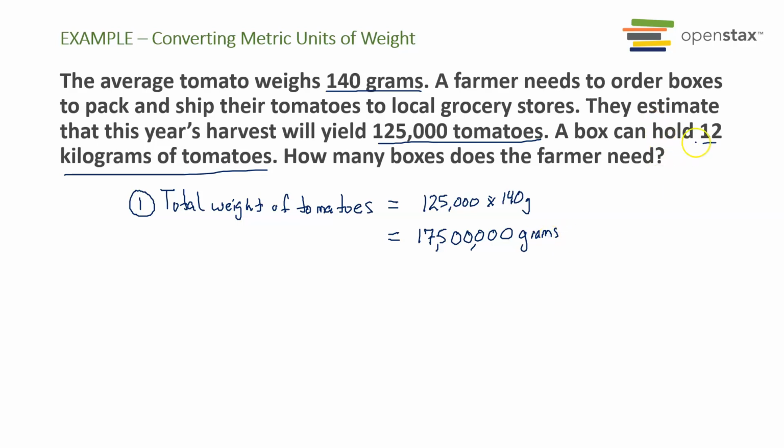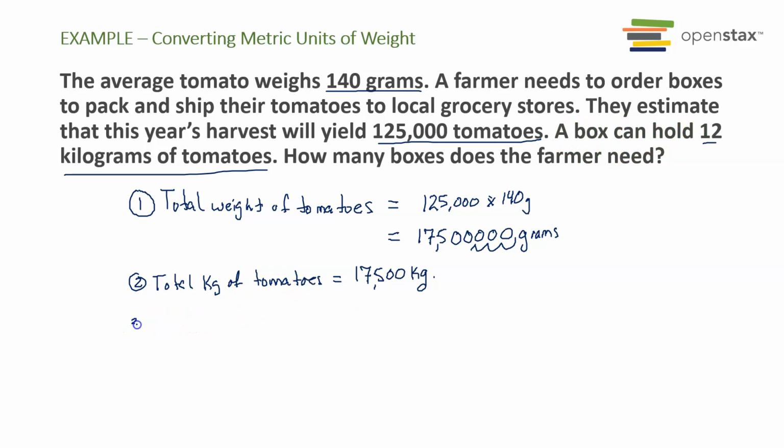Now our boxes are in 12 kilogram increments, so let's convert this to kilograms. Easiest way to do that is just move the decimal place 3. So the total kilograms of tomatoes is 17,500 kilograms. All right, so 17,500 kilograms, and then a box can hold 12 kilograms.